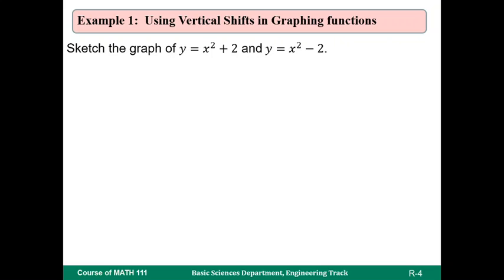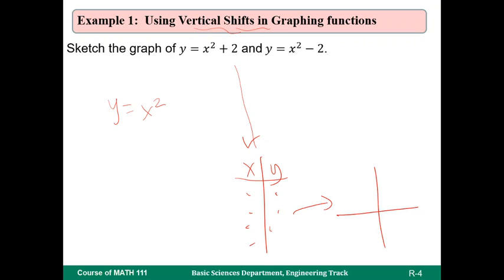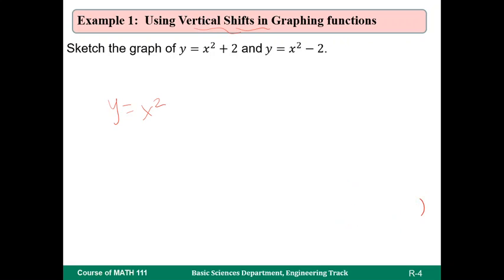Sketch the graph of y equal to x squared plus 2 and y is equal to x squared minus 2. And of course here, first we will start with y equal to x squared. Before doing these vertical shifts, I want to remind you that you can always make the graphs by using a table, taking the points and making the graph. You can make the graph, but here we want to use the vertical shifts because we know y is equal to x squared, we already know it.